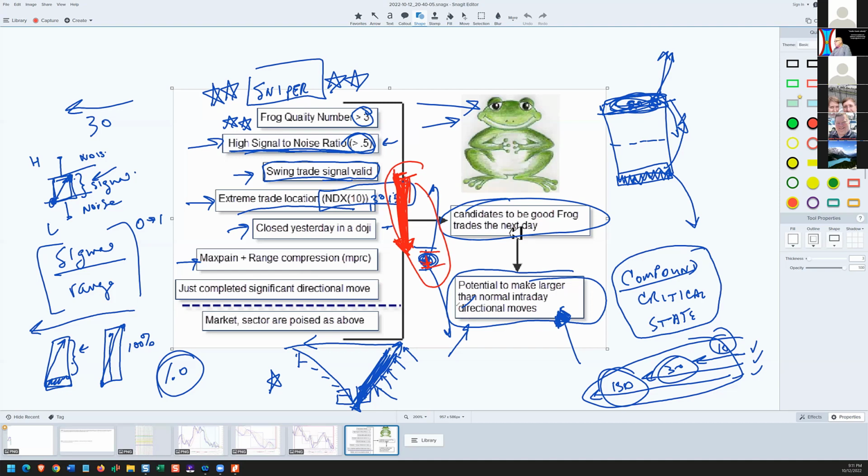That's such a huge difference in psychology that the move that comes out of the doji could be enormous to the upside, or it could be large to the downside. So max pain range compression and a doji yesterday both lead you to the possibility of larger than normal moves. A just completed significant directional move.